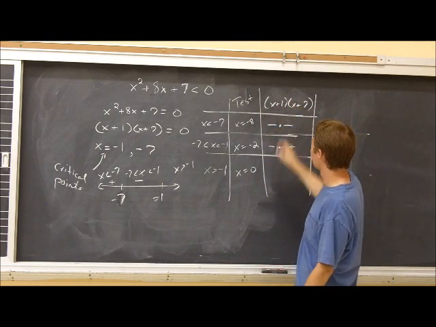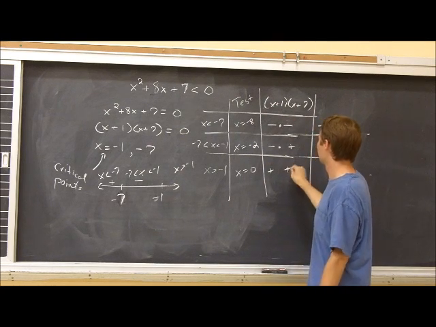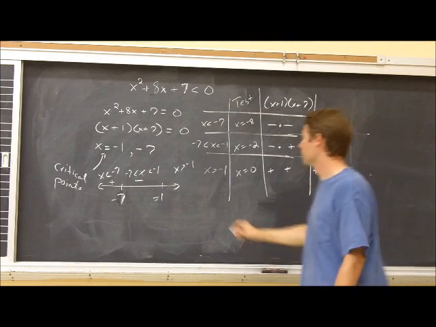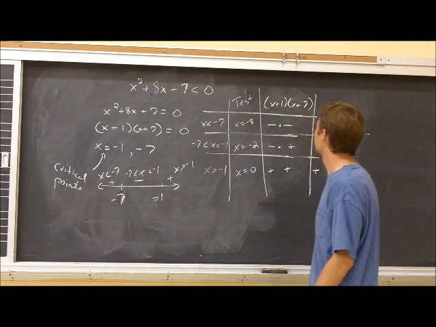Now we plug in 0. 0 plus 1 is positive. 0 plus 7 is also positive. So we'll end up getting a positive there as well. So on this interval, everything is positive.